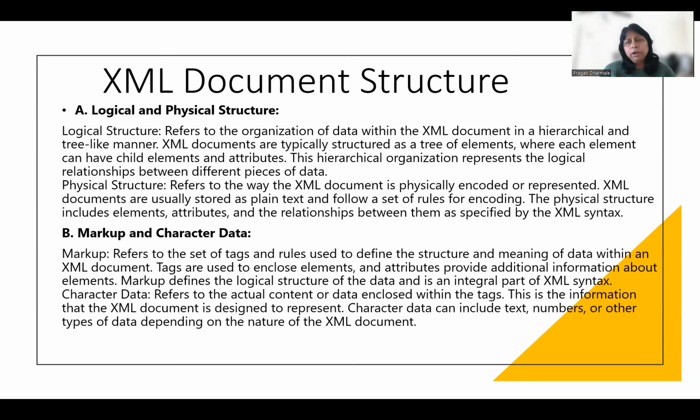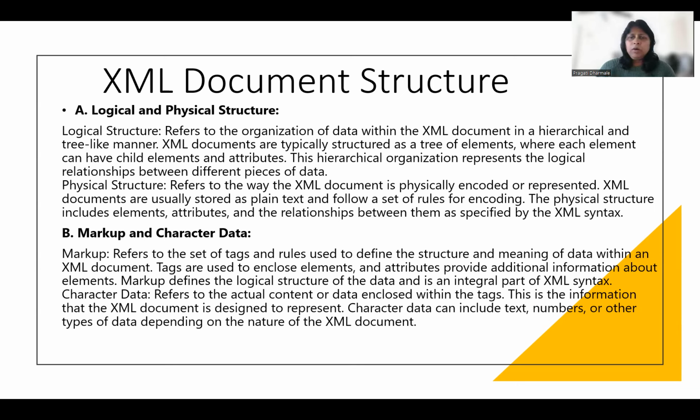Now, an XML document is typically structured as a tree of elements, where each element can have a child element and attribute. Now, what does it mean by element and attribute? We are going to see. Okay. So basically, the XML document is structured in a way that it consists of a logical and physical structure, which again consists of markup and character data.